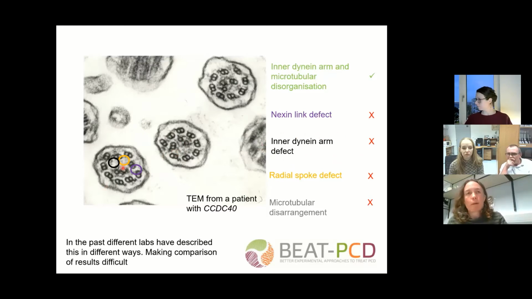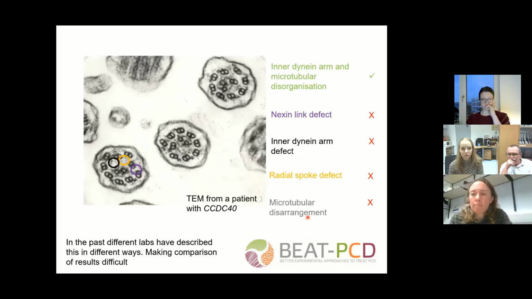The radial spokes, as indicated by this yellow thing here, are missing, and you can imagine how they are missing because the whole structure is collapsed in on itself. So they're sometimes referred to as radial spoke defects. And then other labs find it difficult to see the inner dynein arms and to comment on their presence or absence, and therefore refer to these as microtubular disarrangement defects.